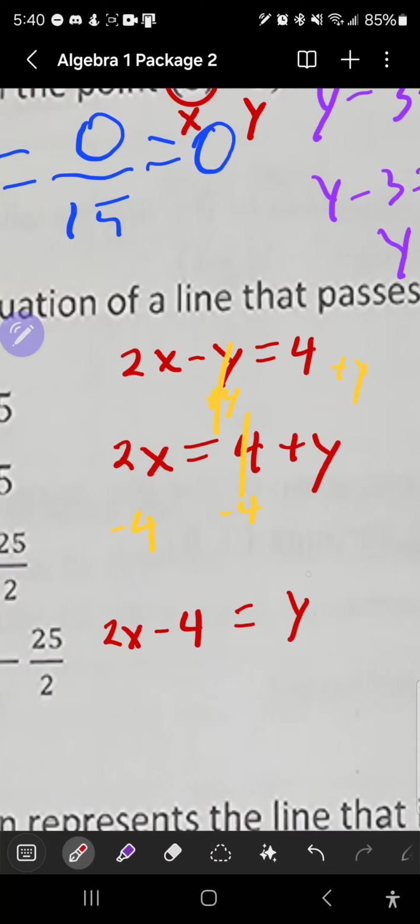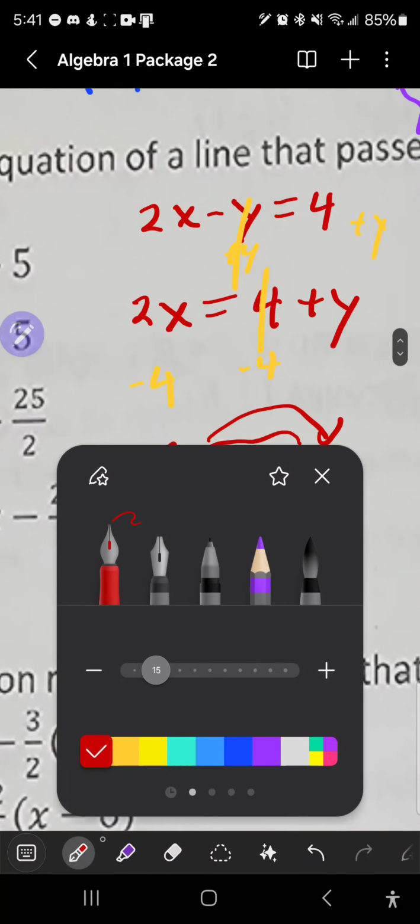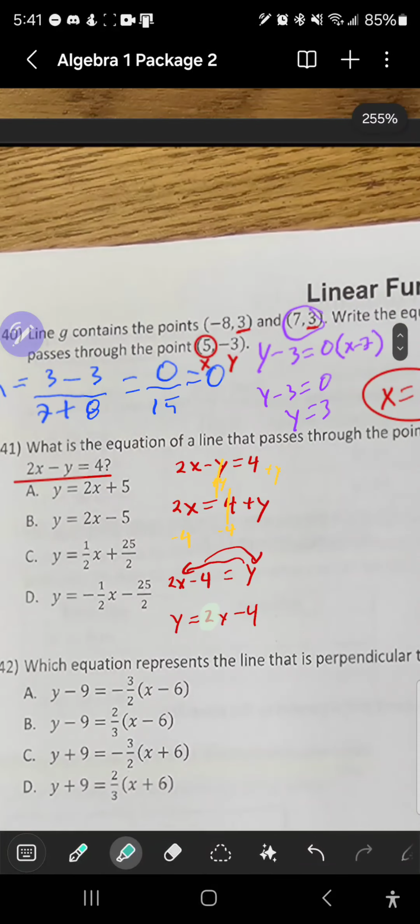And if you are not comfortable seeing it this way, you can always flip it. I'm not changing anything, I'm just putting what is on the right on the left, and what is on the left on the right. We are allowed to move it, and it's not going to change anything. So this is our equation, and I know this 2 is my slope.